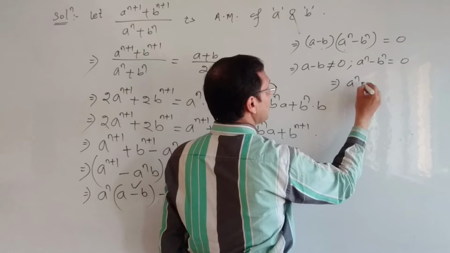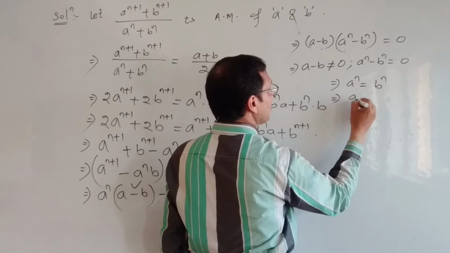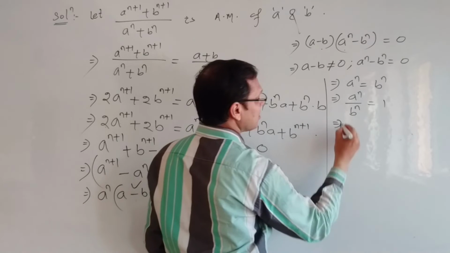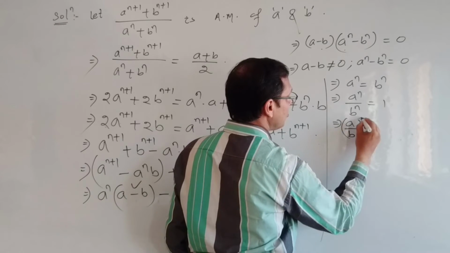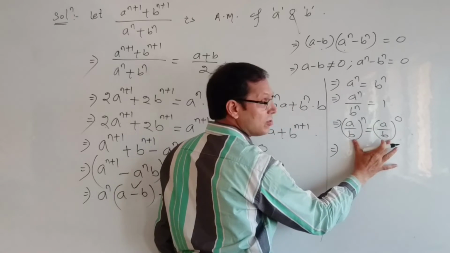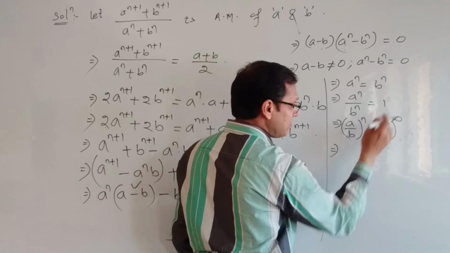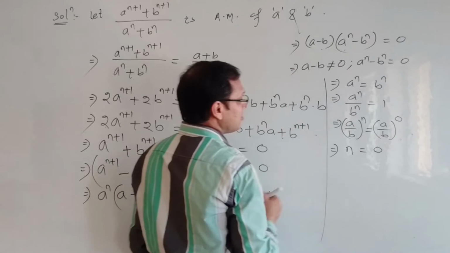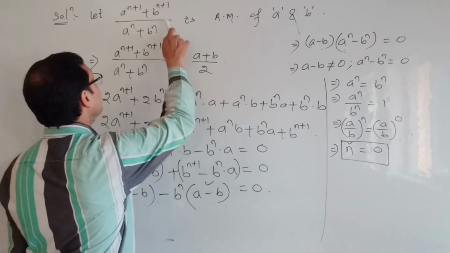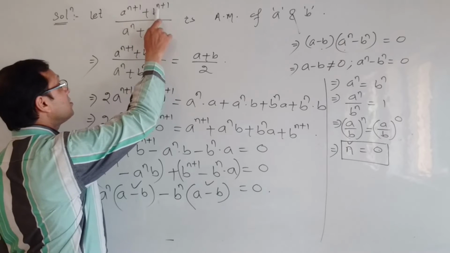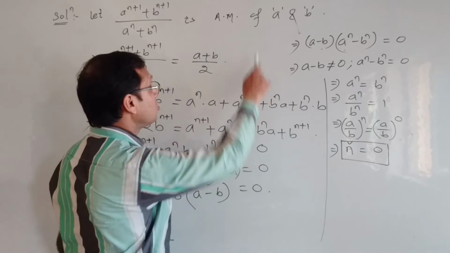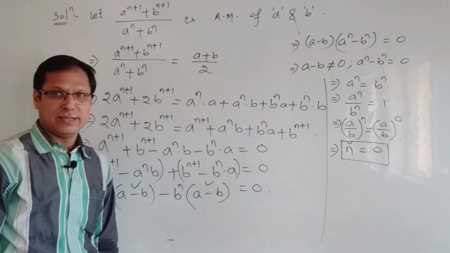From this, a to the n is equal to b to the n, or you can write a to the n by b to the n is equal to 1, or you can write that is (a by b) whole to the n is equal to (a by b) whole to the 0. That means the base is the same, so the exponent should be the same, that is n is equal to 0. From this we conclude that for n equal to 0, (a to the power n plus 1 plus b to the n plus 1) divided by (a to the n plus b to the n) is the arithmetic mean of the two numbers a and b. Okay, so make it a note.